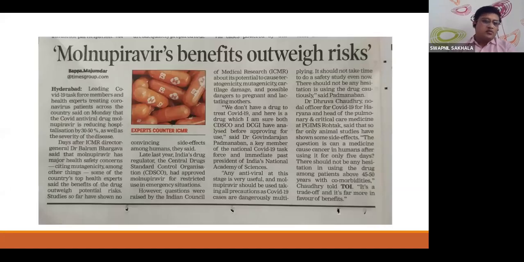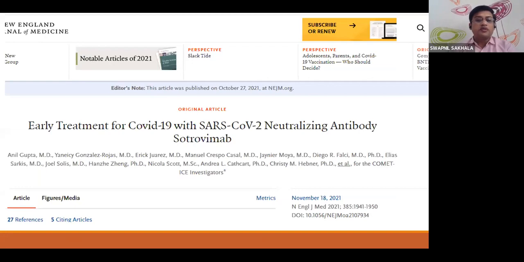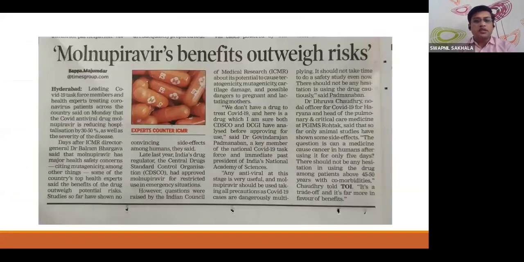As you know, a few days back, the government itself published literature saying molnupiravir benefits outweigh the risk. So where we should place molnupiravir in today's scenario is in those patients who are at high risk of progression of the disease, or who will require admission in the future, those with obesity or multiple comorbidities, age more than 60. Definitely we should promote them to use molnupiravir to have fewer admissions.